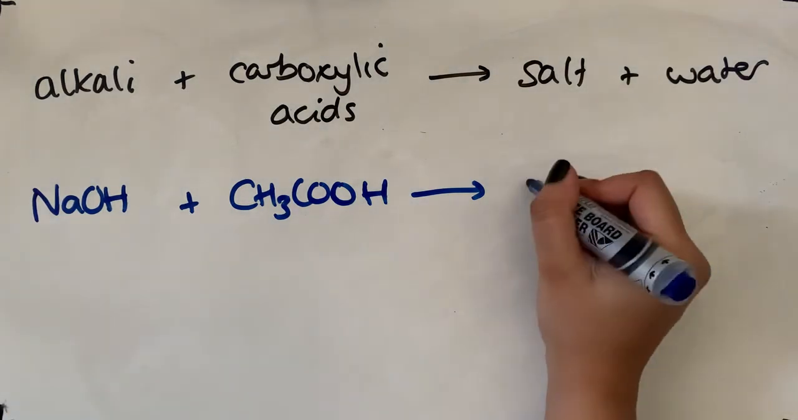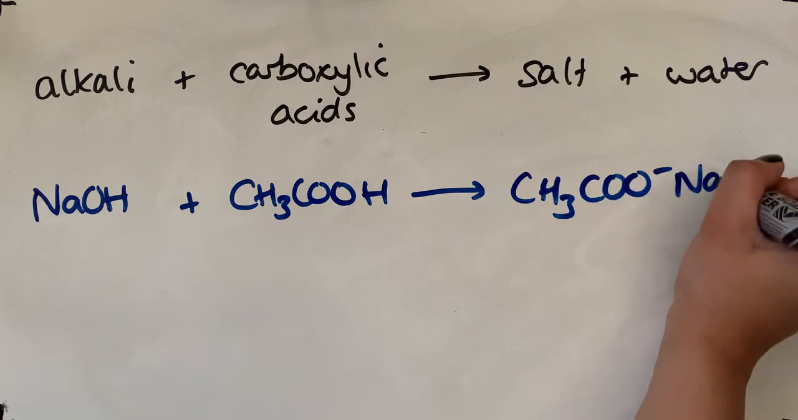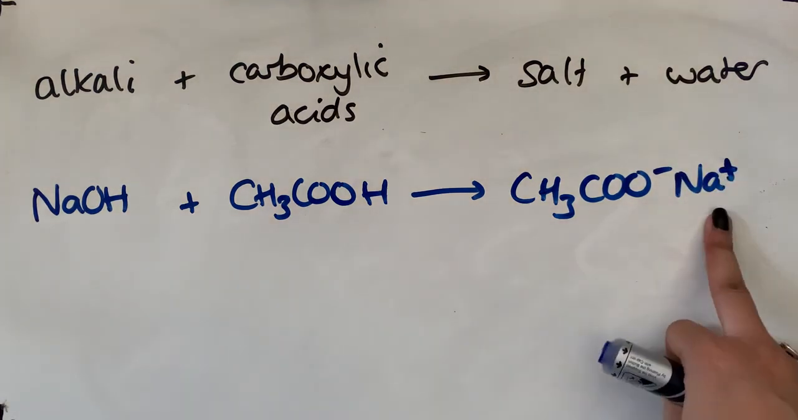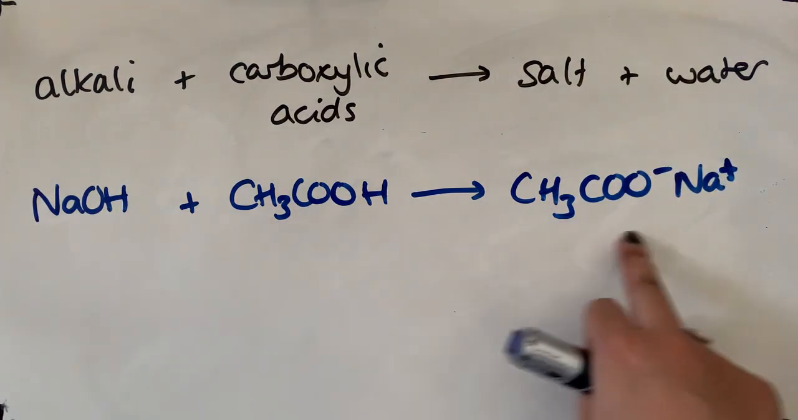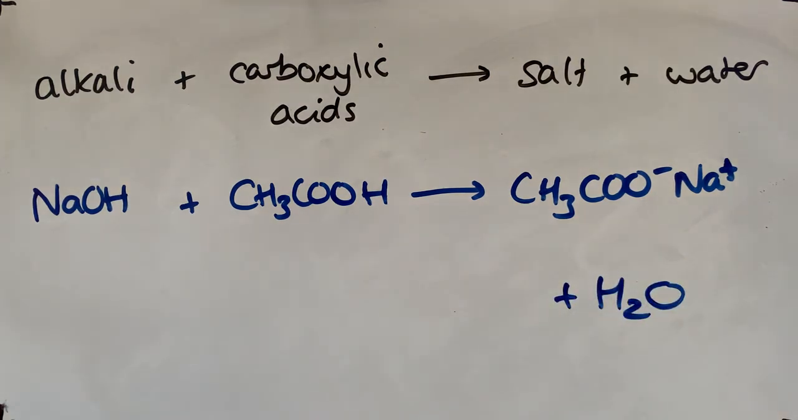The salt you're going to make now is sodium ethanoate. I'm putting my charges in. Given that sodium only has a +1 charge, you only need 1 ethanoate ion with that. And H2O like that. Okay, and that is balanced at the moment.